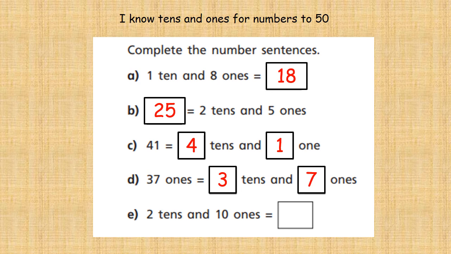2 tens and 10 ones is the same as 3 tens because we know that 10 ones is equal to 1 ten. So 3 tens is 30. Great job.